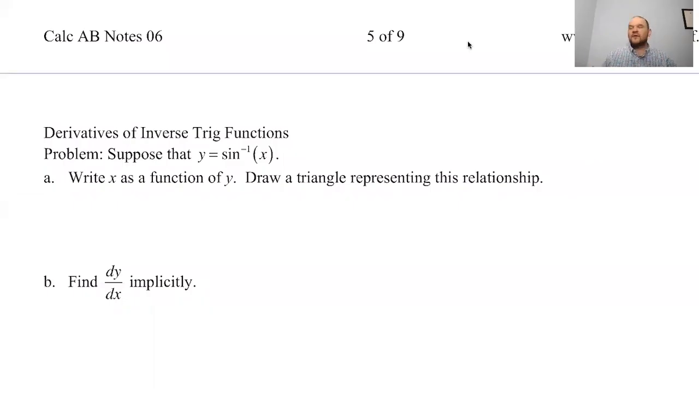All right, we're back. We're on page 6 of the Calc AB Notes 6, Implicit Differentiation.